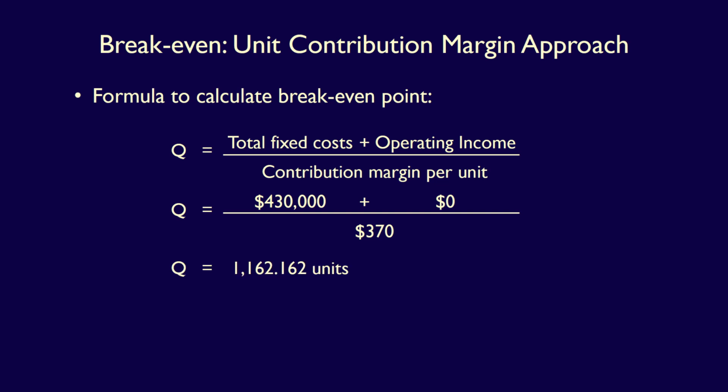Q is equal to 1,162.162 units, which we are going to round to 1,163 units. The same answer we calculated under the income statement method. This totally makes sense. The different methods result in the same outcome because we're calculating the same thing, the number of units necessary to break even.